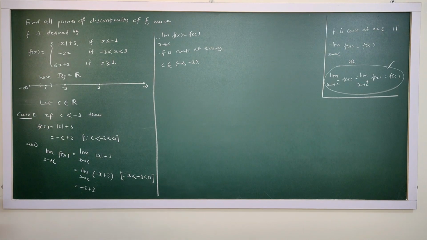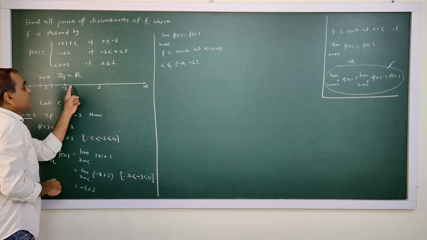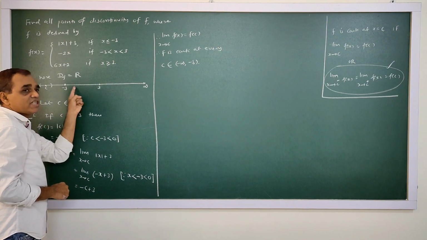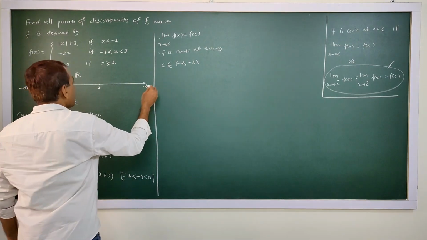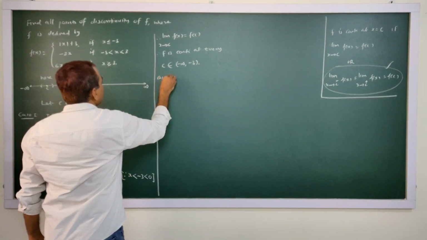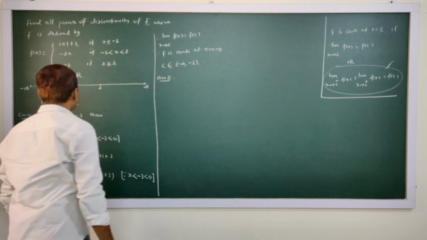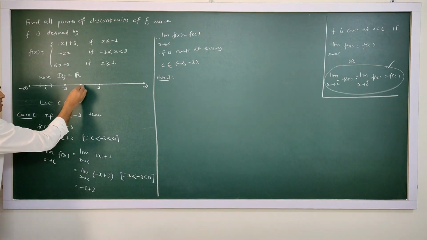Now case 2. In case 2 we take the open interval minus 3 to 3. Case 2. Now I am taking c here.